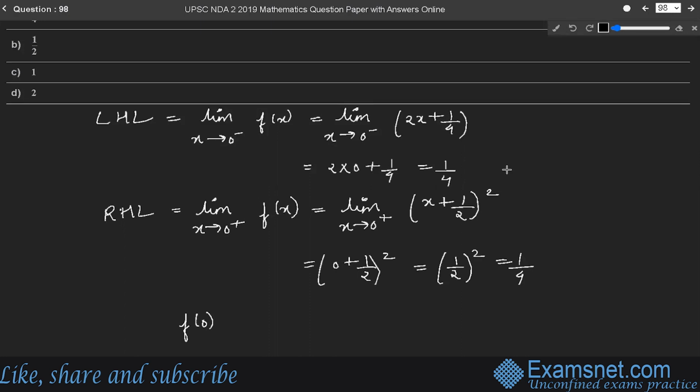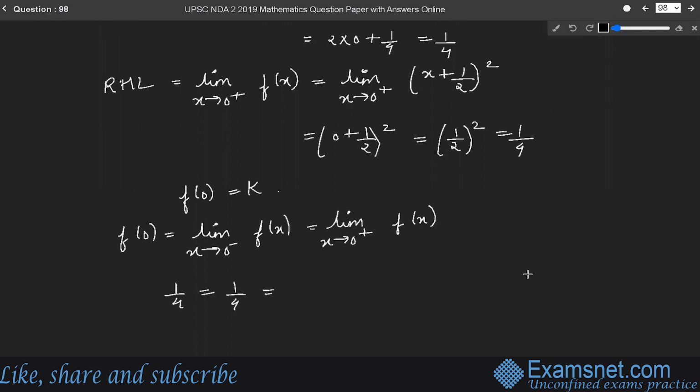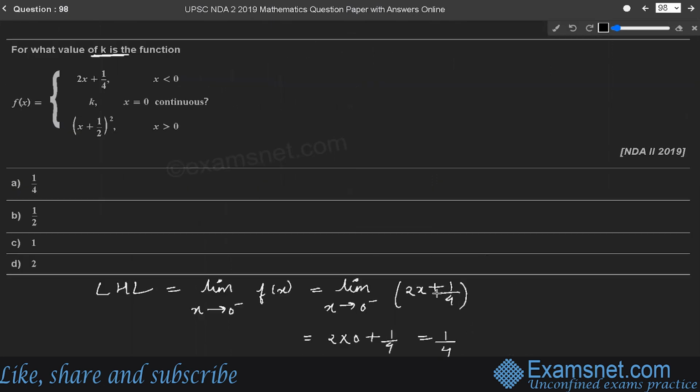And we know that f of 0 will be equal to k. Since f of x is continuous at x equal to 0, therefore we can say that f of 0 is equal to limit x tends to 0 minus f of x is equal to limit x tends to 0 plus f of x. So 1 by 4 is equal to 1 by 4 is equal to k. Therefore, k will be equal to 1 by 4. Hence, we can say that the correct option for this question is option number A.